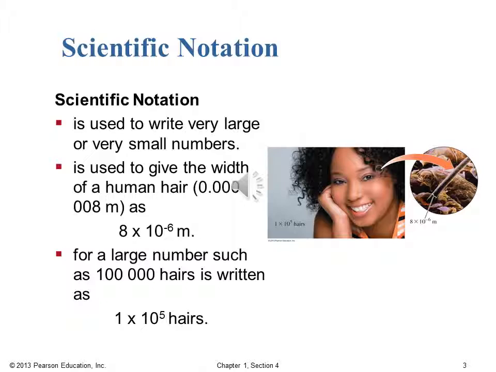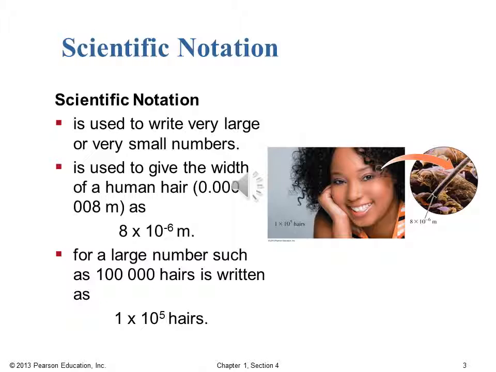Again, a large number, instead of a negative exponent like we saw with the human hair, where we had to move the decimal places 6 places to the right, so therefore 10 to the negative 6. Here, if we look at 100,000 hairs, we would write that as 1 times 10 to the 5th, because we'd be moving the decimal place 5 spaces to the left.